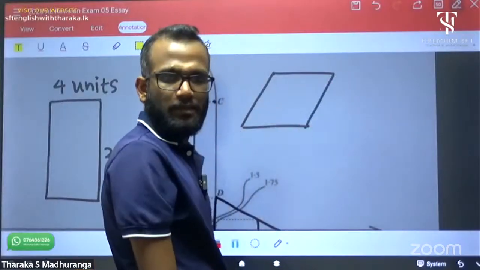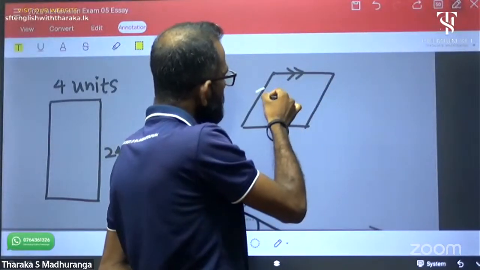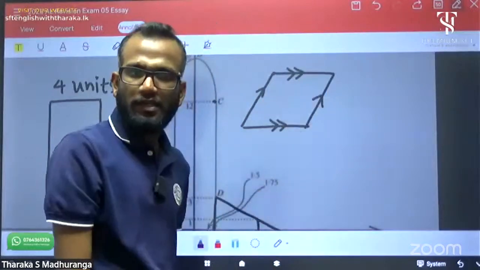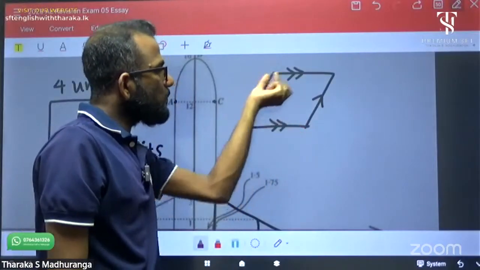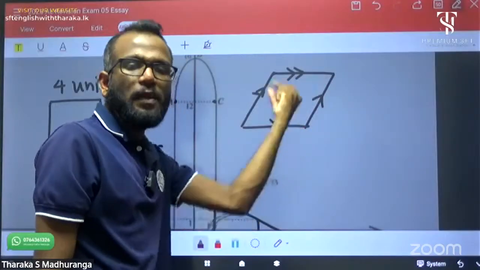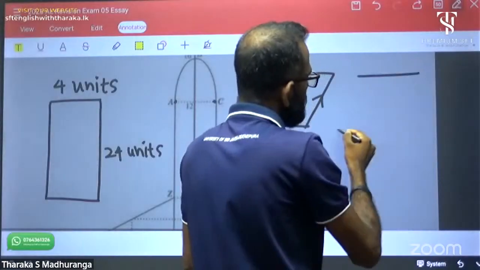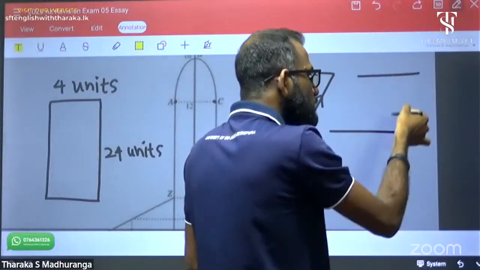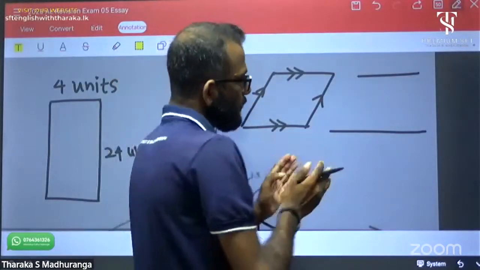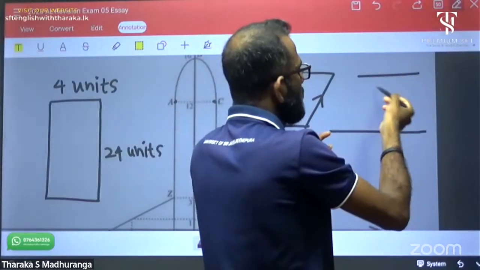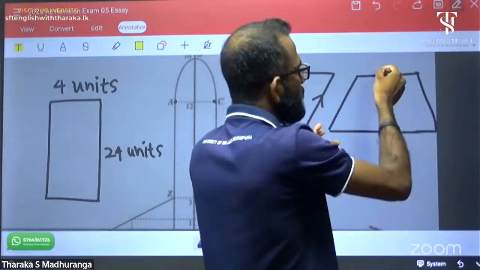If it is a parallelogram, opposite sides are parallel to each other, right? This is a characteristic of a parallelogram. This side is parallel to the opposite side, right? If it is a trapezium, what are the characteristics? In a trapezium, only two sides are parallel, whether vertical or horizontal, and the other two sides are not parallel.